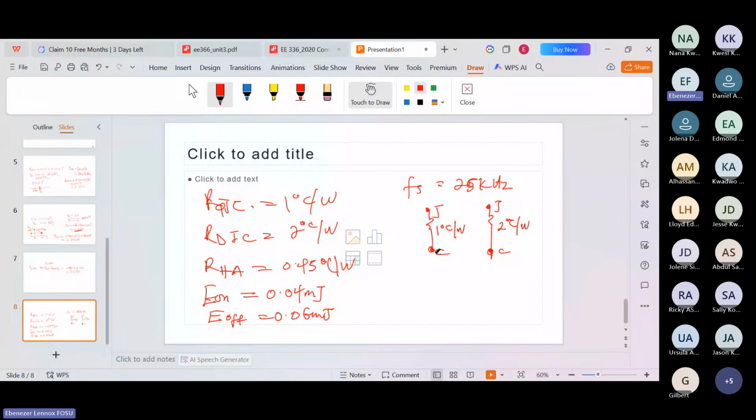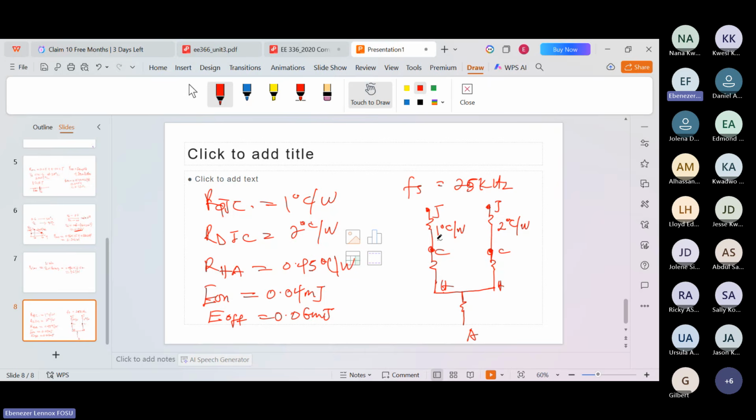Then there will also be a resistance between the case and the heat sink. So there is a resistance here, and there is also a resistance here. This is heat sink, this is heat sink. But because they are physically connected to the same heat sink, we have to join them together, right? And there will also be a resistance between the heat sink and the ambient. So we'll have a resistance like this, and this will be the ambient. So that is the thermal model.